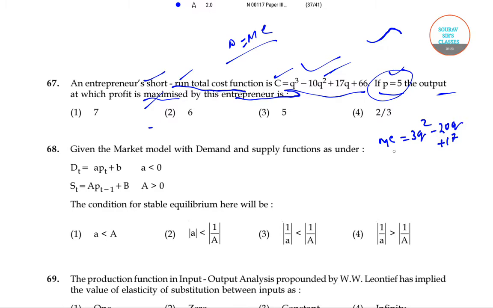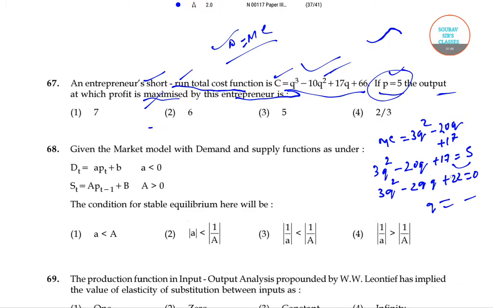So we have to equate this MC with P. This is the equilibrium condition. So it will be 3Q square minus 20Q plus 17 equals 5. Now if you take this 5 to the left, it will become 3Q square minus 20Q plus 12 equals 0. Now if you simply solve this equation, you will get the value of Q.